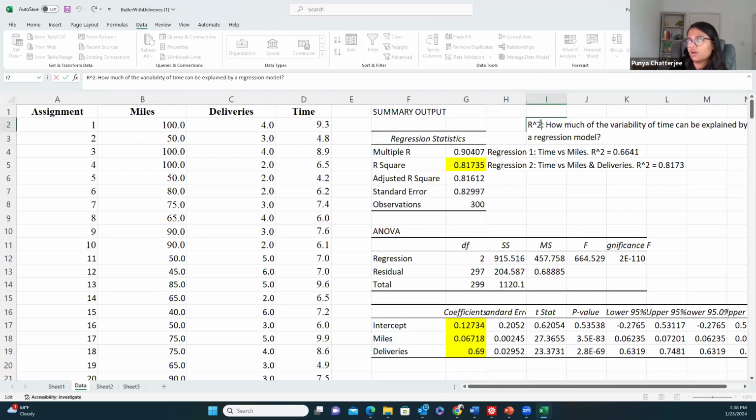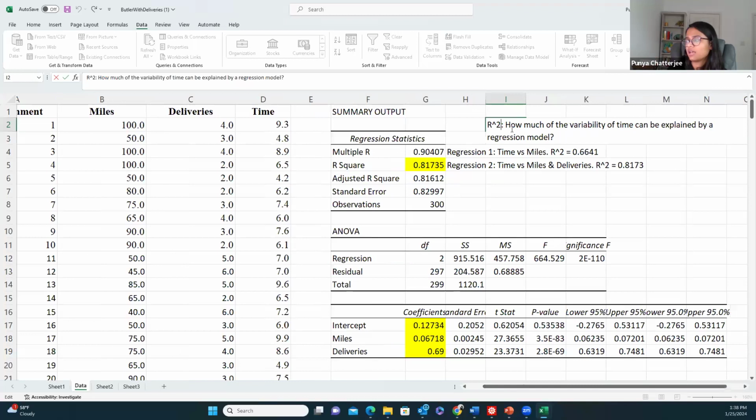So in your question sets or assignments, sometimes you will see I'm asking this question: how much of the variability of the dependent variable can be explained by a regression model. And the answer I'm looking for is an R square. So if I ask this question for regression 2, you're going to tell me 81%, or 81.7%. So that's the answer I'm looking for. We will do this question answering multiple times, so you'll get used to the language, I'm sure. All right. Any more questions on R square?